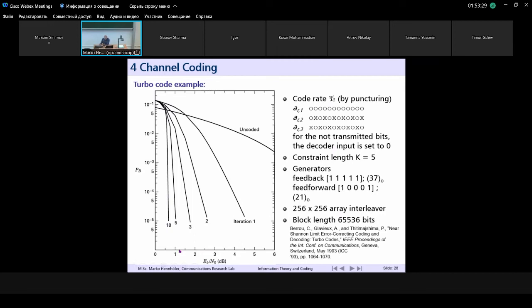It is already for 3 iterations. Let's say here we get a bit error probability of 10 to the power of -3 at a signal to noise ratio of like 1.3 dB. So already for very weak received signals, we are able to reach really good bit error probabilities.